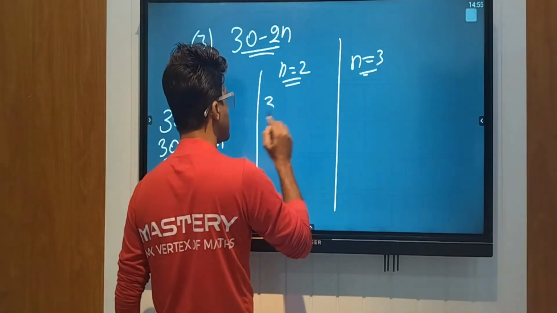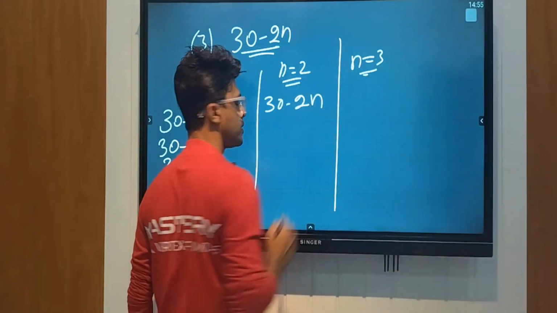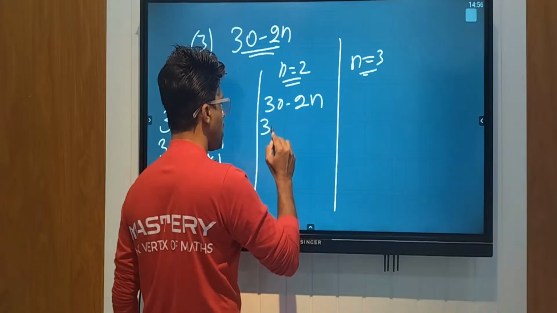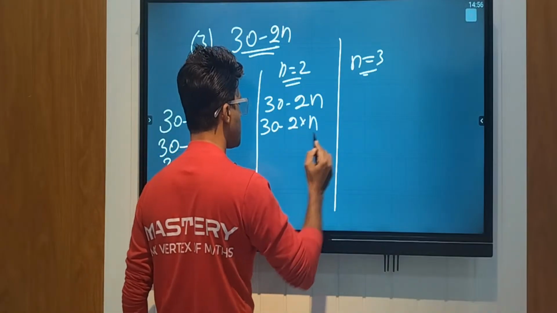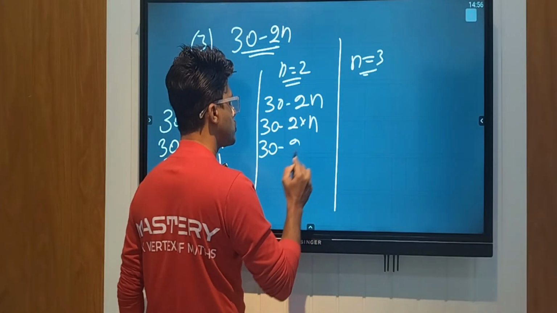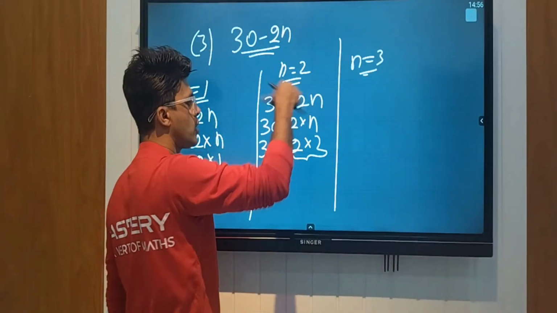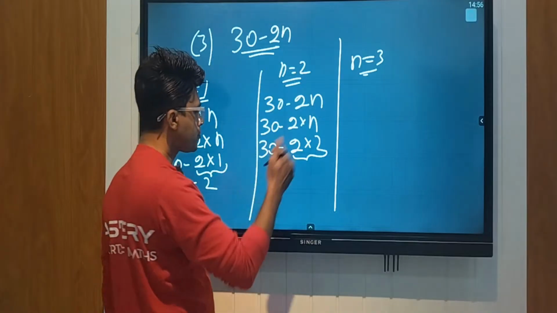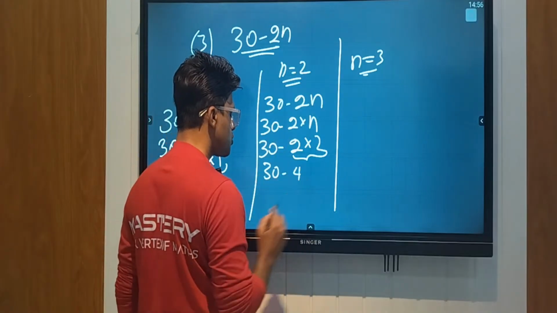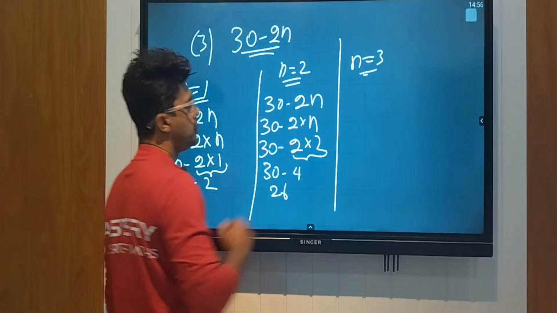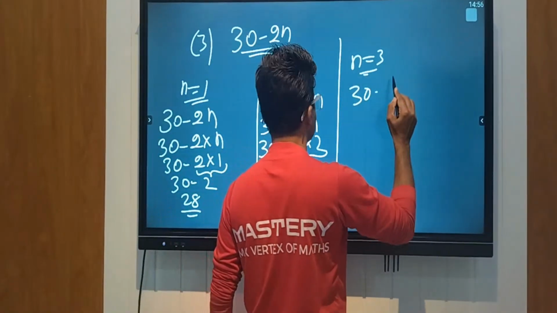You could get the second term as well, 30 minus 2n. So 30 minus 2n means 2 times n, 30 minus 2 times 2. We substitute n equals 2 to get the second term. So 30 minus 2 times 2 is 30 minus 4, which is 26. So we could get the third term as well, 30 minus 2n.